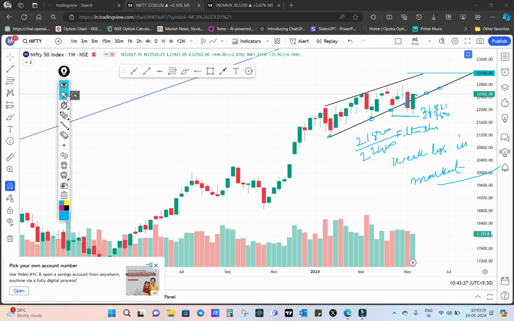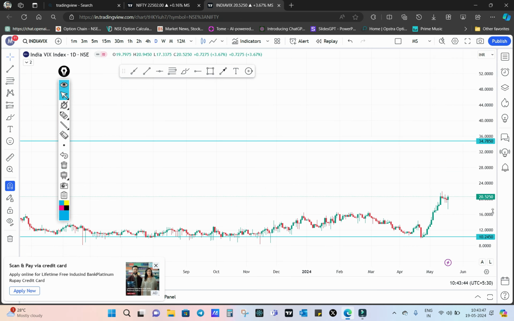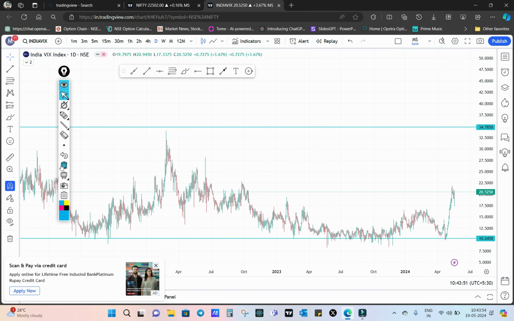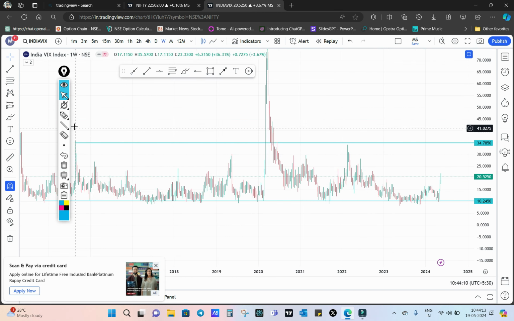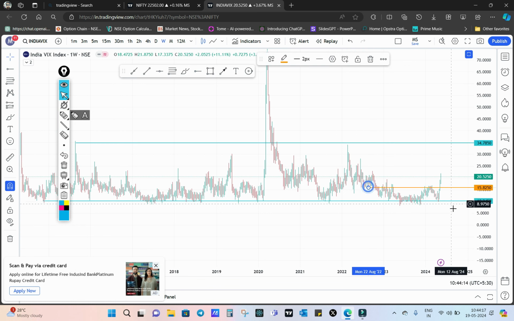I will show you a small analysis on the India VIX. This is the India VIX chart. India VIX is a volatility index, and this is the daily chart, and this is a weekly chart. This big spike you can see was the COVID time, and then it has stabilized. We consider higher volatility when it moves above 15.